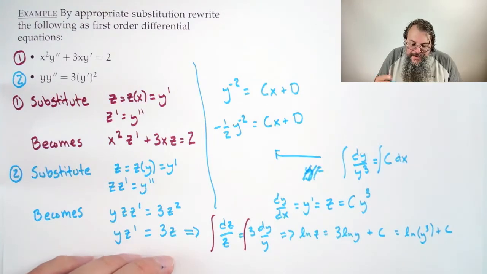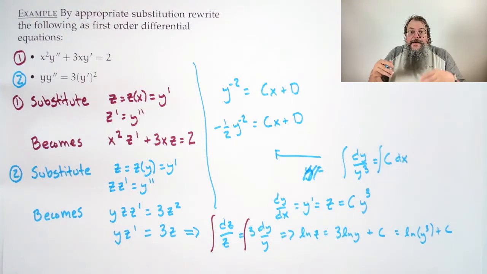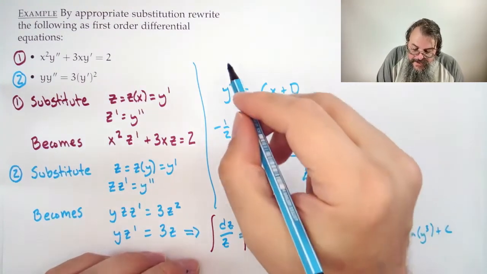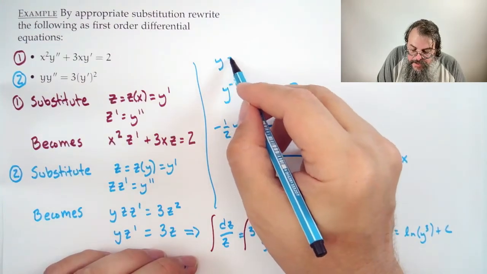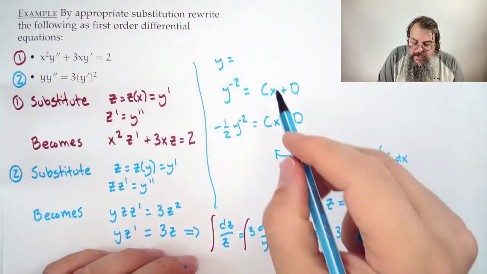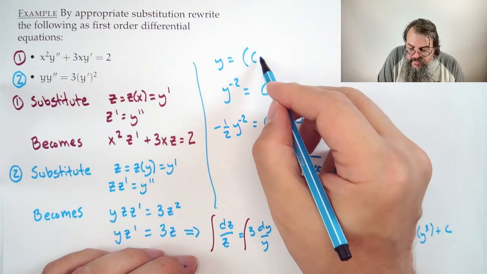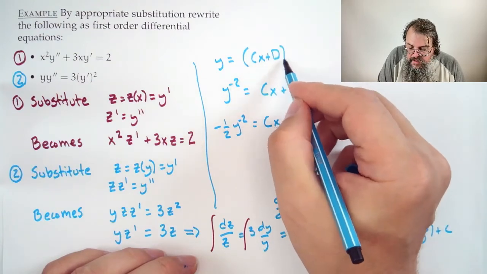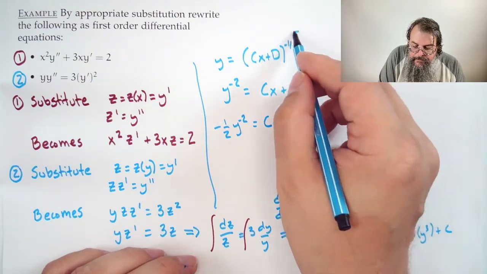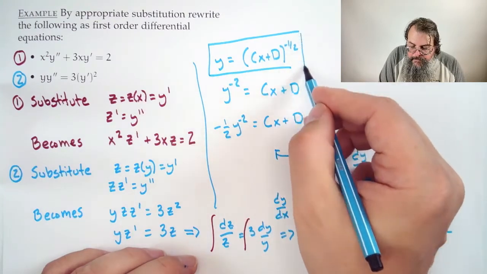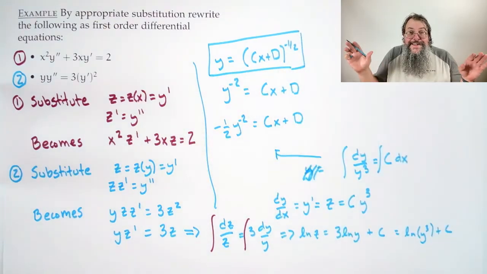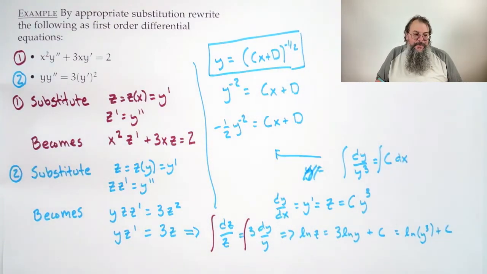Now, if you want to solve for y, and why not, we're right there, we say, great. Y would be, raise both sides to the minus 1/2. Cx plus d to the minus 1/2. Done. Wow. What a fun problem. What a great problem.